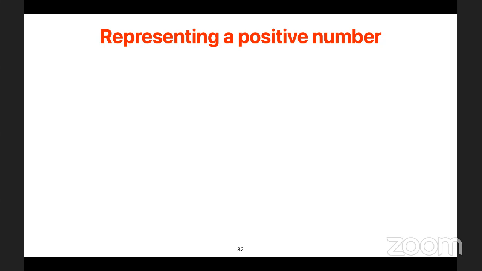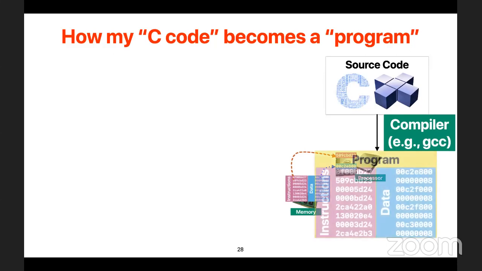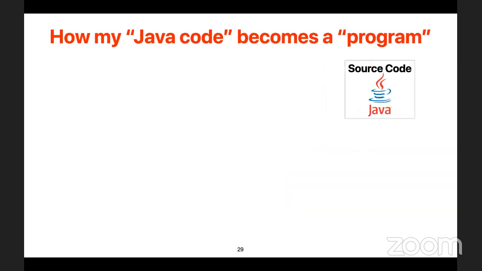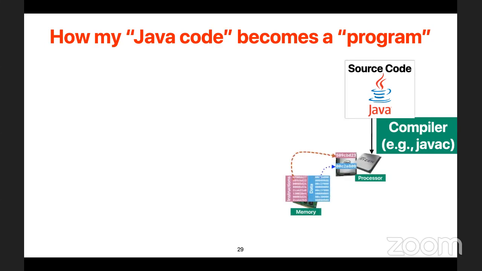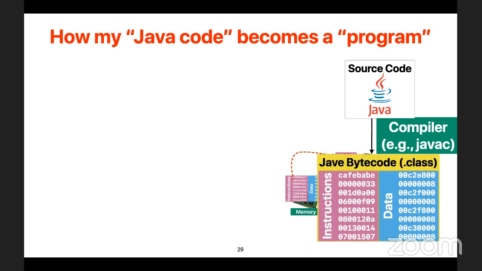Ellen, do you have anything? Yeah, so going back to the Java code interpretation where the compiler converts it to Java bytecode, I'm a little confused about the connection between the Java bytecode and the Java virtual machine and that connection to the von Neumann architecture. So does the virtual machine contain the architecture?